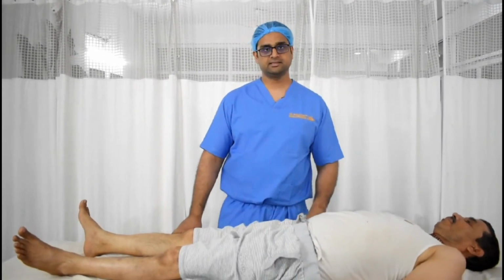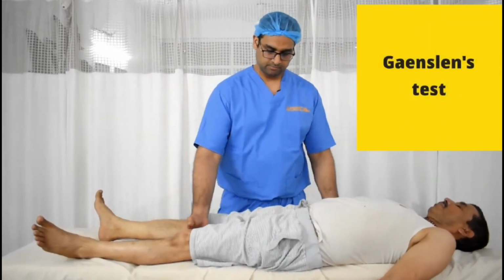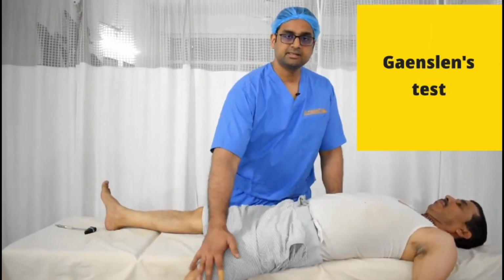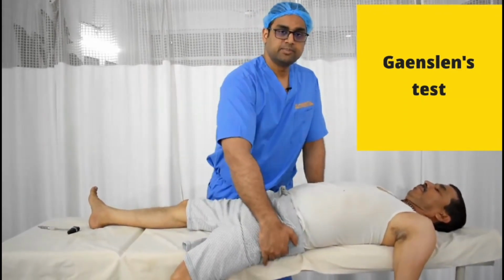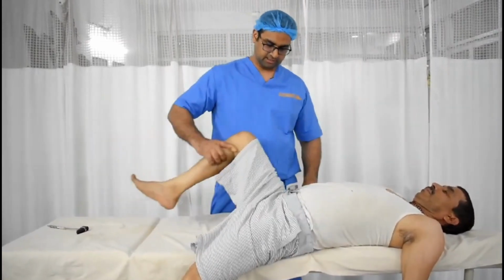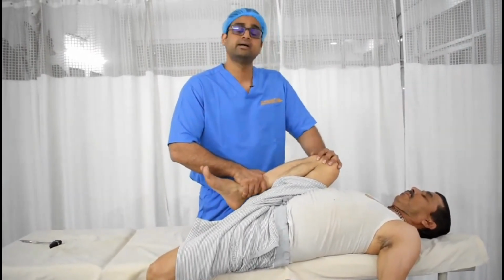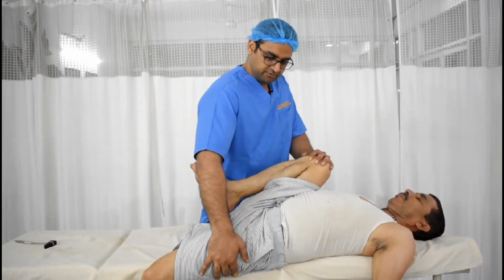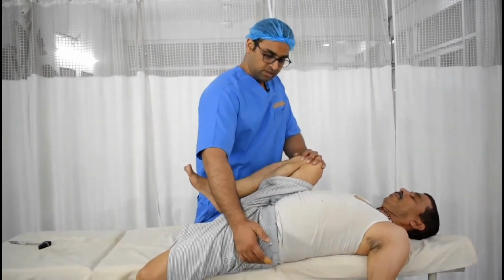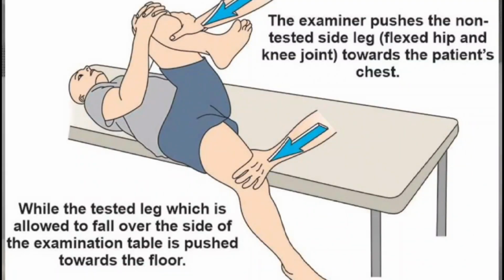Now the next test is Gaenslen's test, for which you ask the patient to move to the edge of the table. Move out and hang this leg freely so that the pelvis is rotated and fixed. Now the other leg you slowly flex like this and hold it firmly against the chest. Because of this, the SI joint is stretched. If the patient complains of pain during this maneuver, then this test is positive, and this is known as Gaenslen's test for the SI joint.